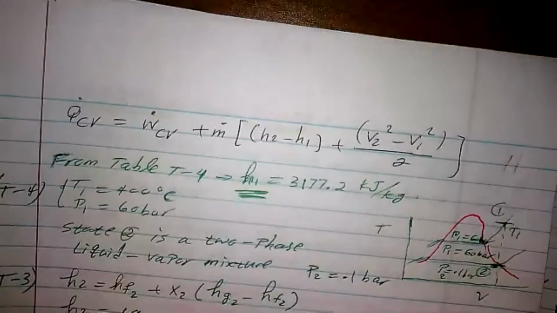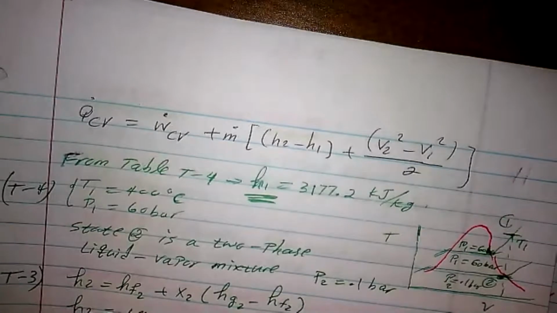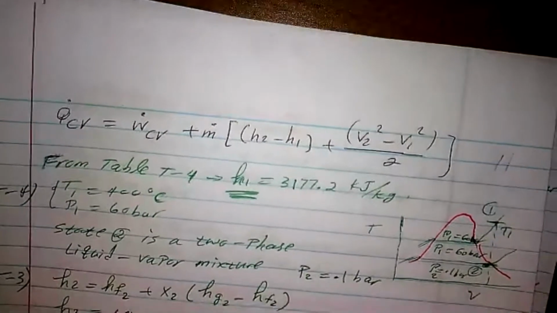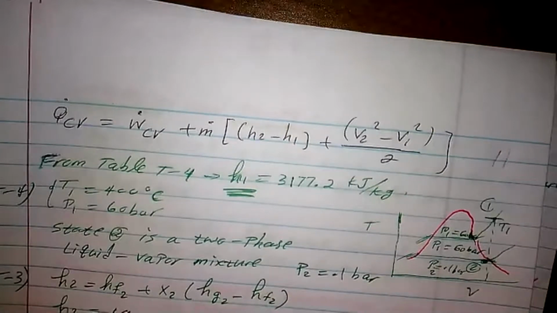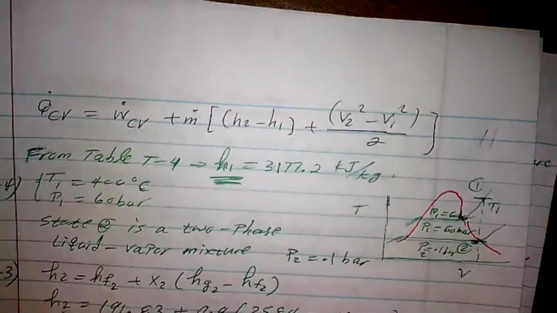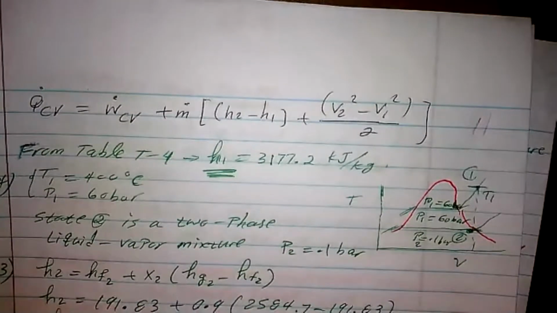transfer rate. Okay, the heat transfer rate is this here. So this is the energy balance. From energy balance, we have Q dot CV equals W dot CV plus M dot times the change in enthalpy plus kinetic energy, okay? V2 squared minus V1 squared over 2.